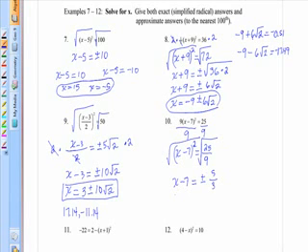So now we need to add 7 to each side. So I'm going to have two answers. 7 plus 5 over 3 and 7 minus 5 over 3.